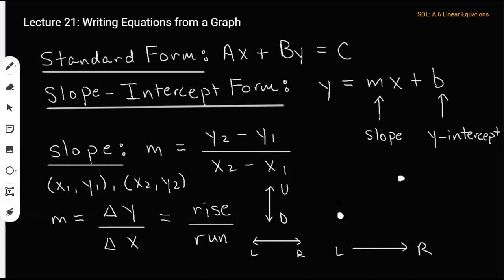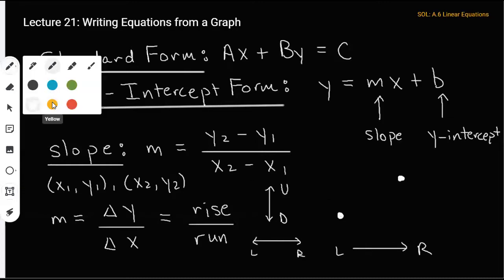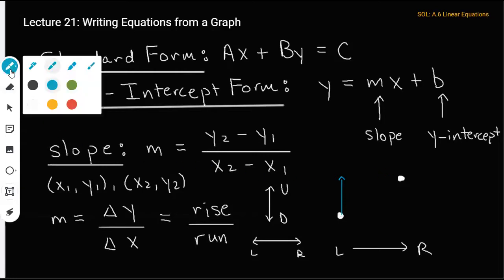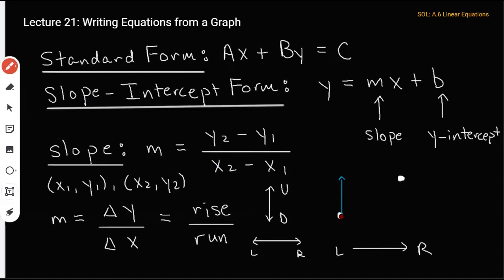The first thing I have to do is figure out how far up I need to go. I'm going to use blue for that. So here, all the way up to here. That's how far up I need to go to get to the next point. And then I have to figure out what my run is. That's going to be in red. That's how far to the right I need to go to get from one point to the next. So let's say my rise is 3 and my run is 5.